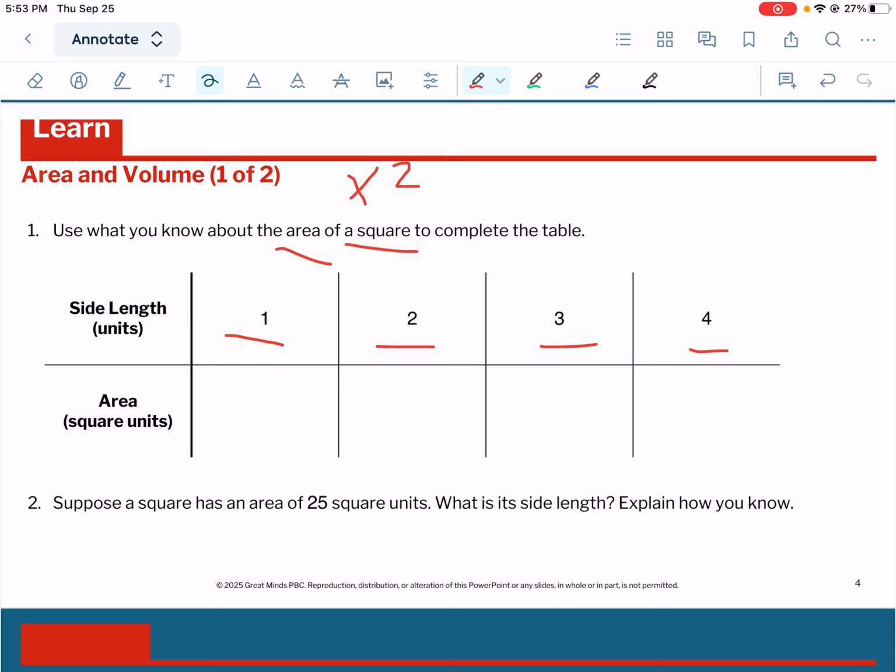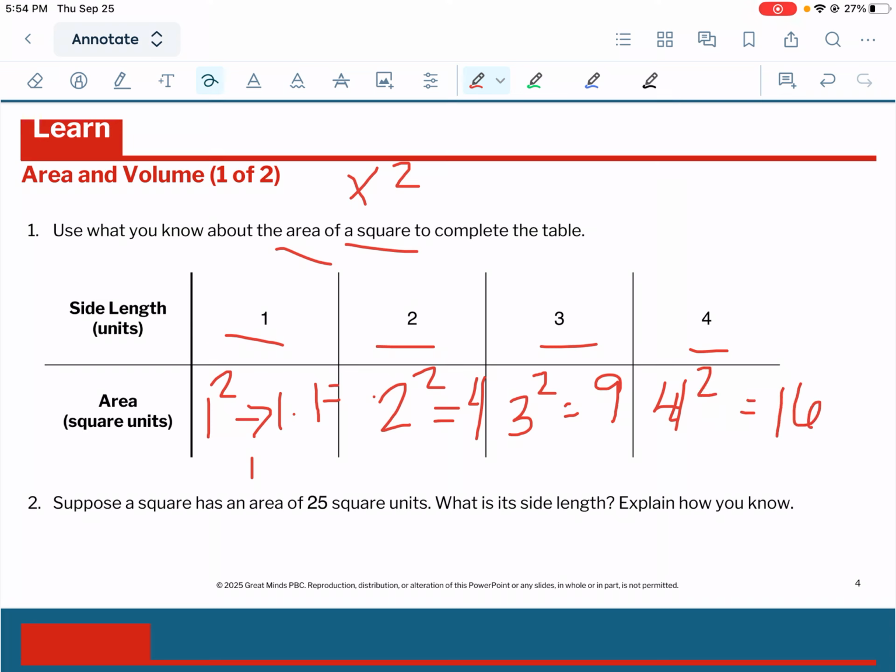So that'll give you 1 squared, which means 1 times 1. Okay, 1 times 1 equals 1. That's it. Same thing here for number 2. 2 squared. 2 times 2 is 4. For 3, we're going to plug in 3 squared. 3 times 3 is 9. 4 squared, that's 4 times 4 is 16. That's it. Nothing more, nothing less.